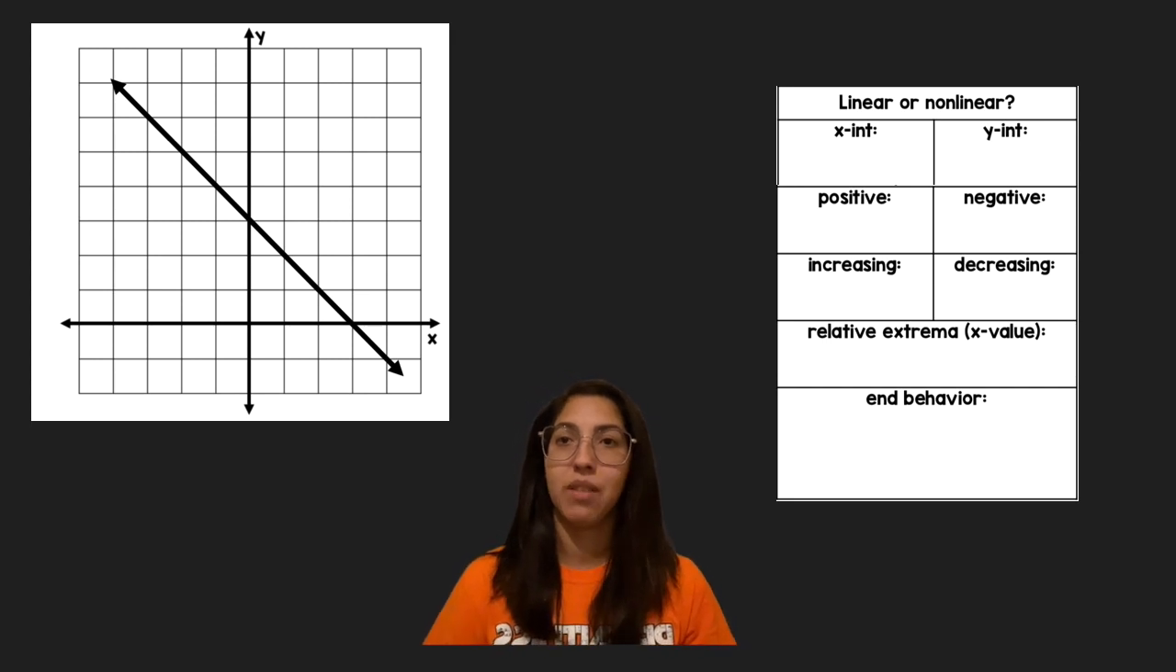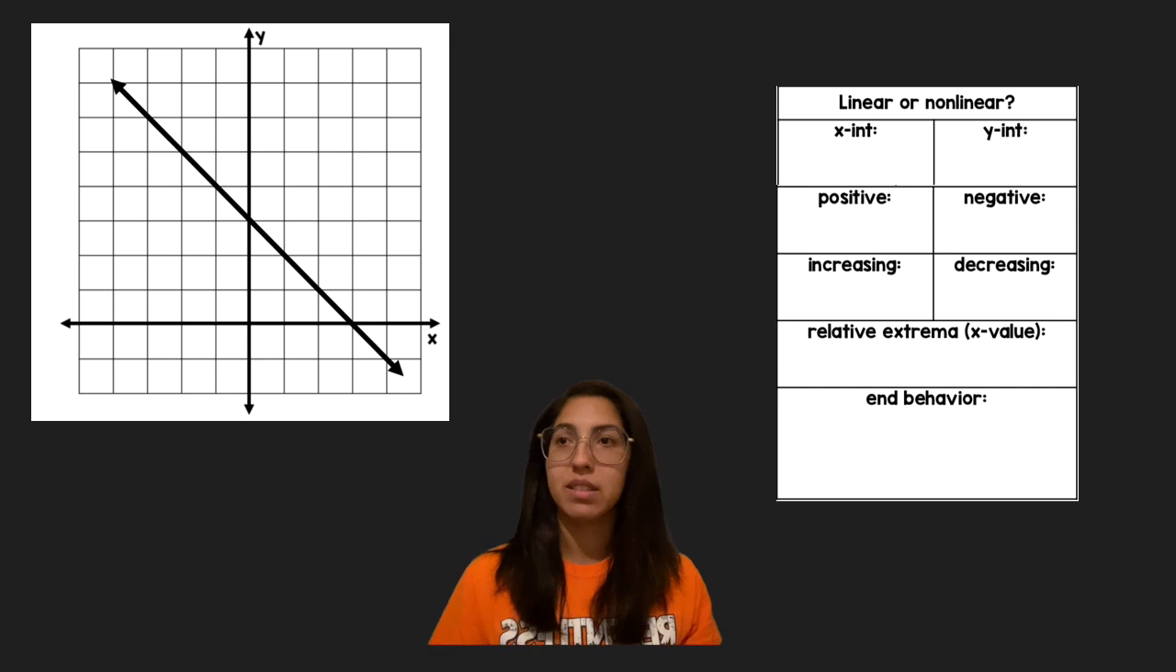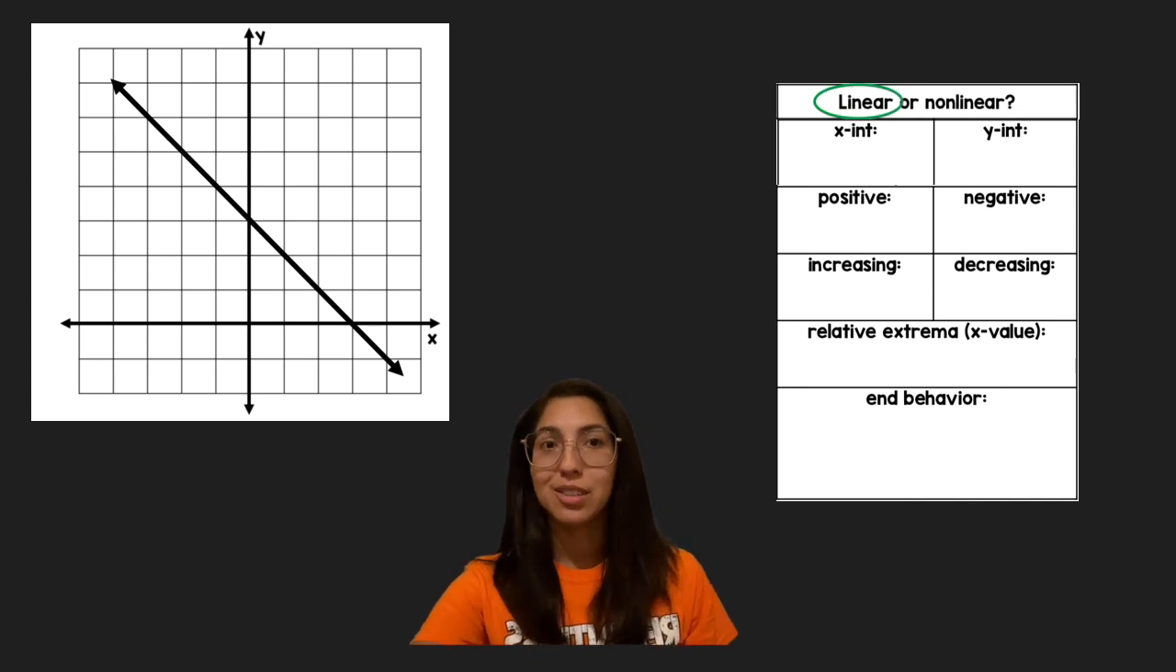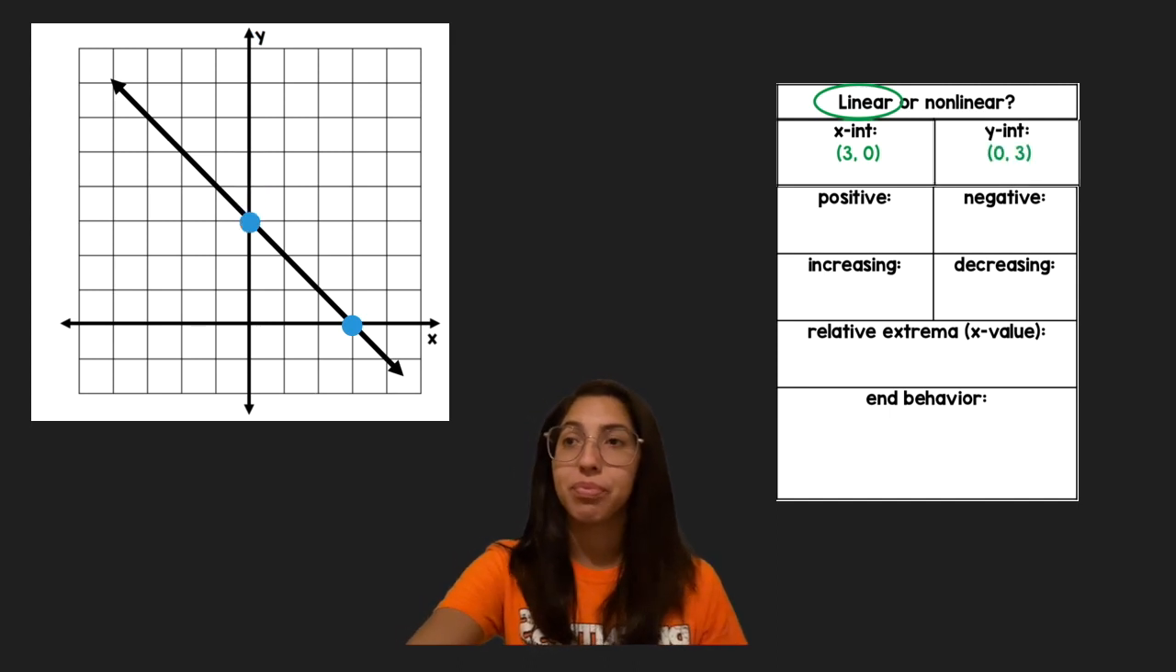First one, we have a little chart set up. So it's got the linear, nonlinear, x-intercept, y-intercept, positive, negative, increasing, decreasing, relative extremas, end behavior. So we're looking at this graph. Does it make a straight line? Yes, it does. So it's linear. Next, does it have an x-intercept? It does at (3, 0), right there. And then does it have a y-intercept? Yes, it does, right there at (0, 3).